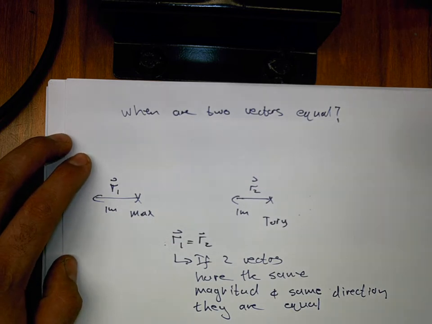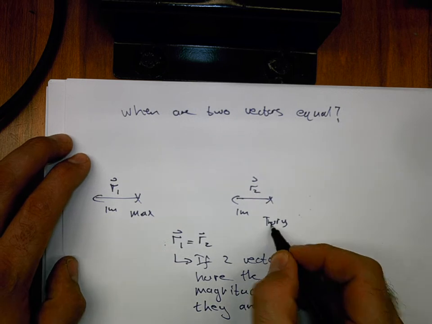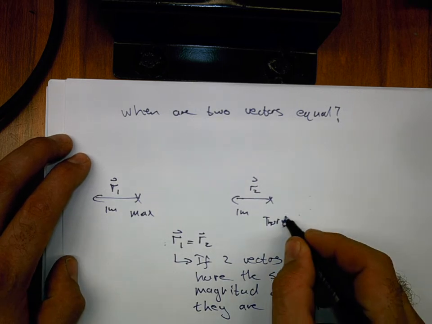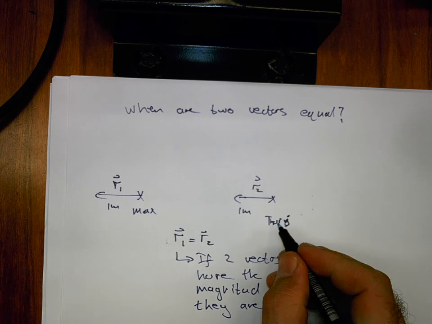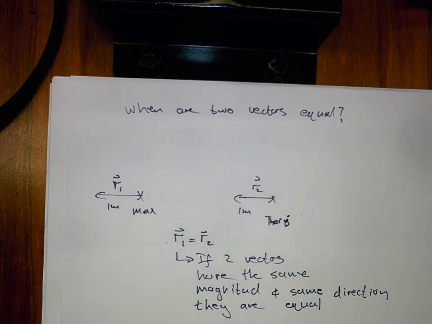Tori could have decided, for me, X is going to be in that direction, and Max decided, for me, X is going to be in that direction, so they've got completely two different frames of reference. They both ended up 1 meter away from where they started, and from our perspective, in the same direction.